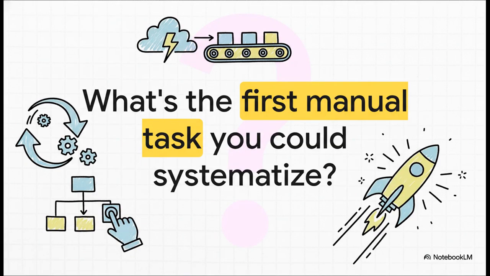And that's really the system. It's a super pragmatic way to move from this world of constant reactive requests to a truly scalable enablement engine. So the question I want to leave you with is this. Looking at your own workflow right now, what's the very first manual, repetitive task that you could turn into a system?